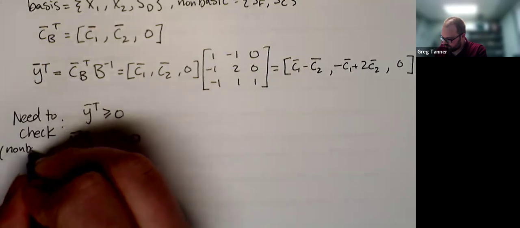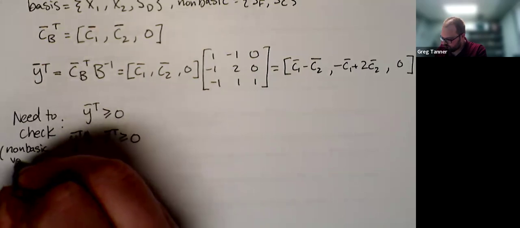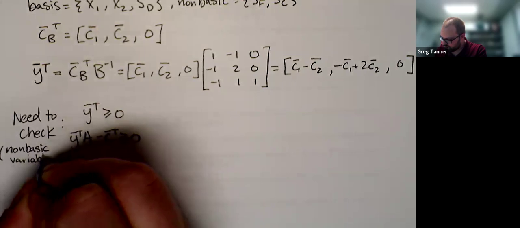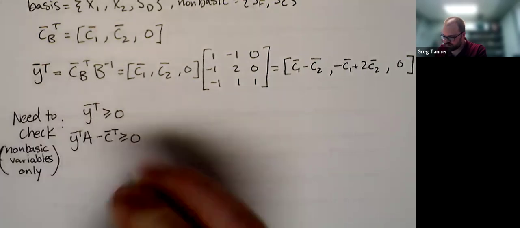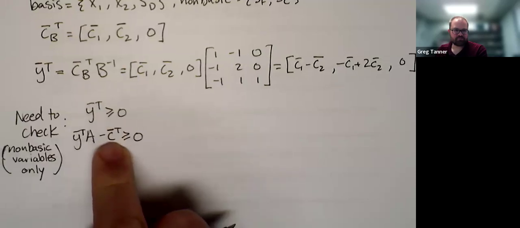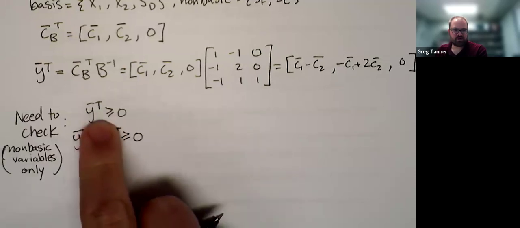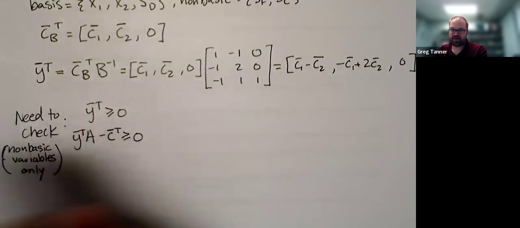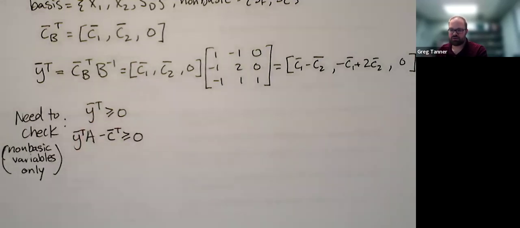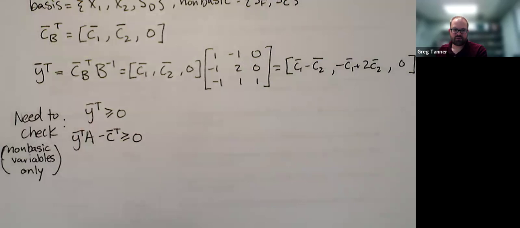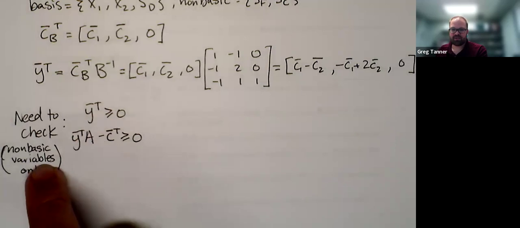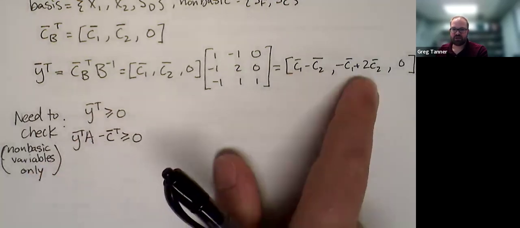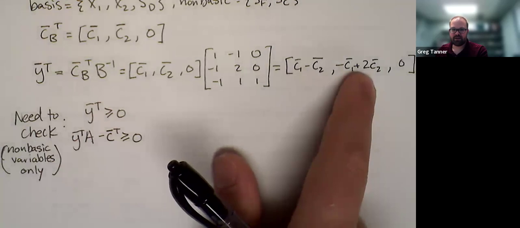So we'll write that: non-basic variables only. There are essentially 3 of these and 2 of these, so 5 total variables, original and slack variables. So there would be five constraints to check, but really only 2 of them are for non-basic variables, here and here.